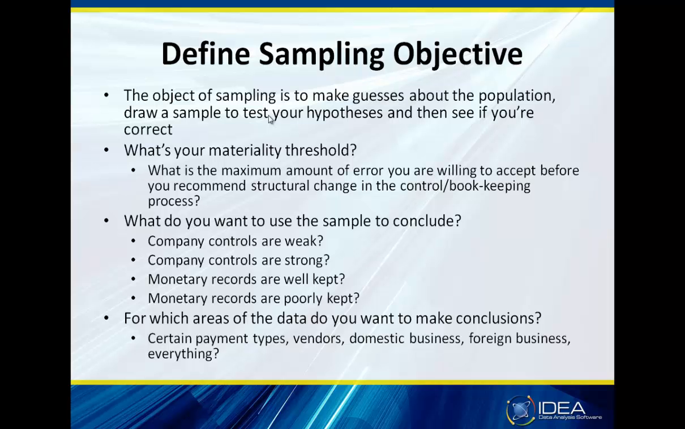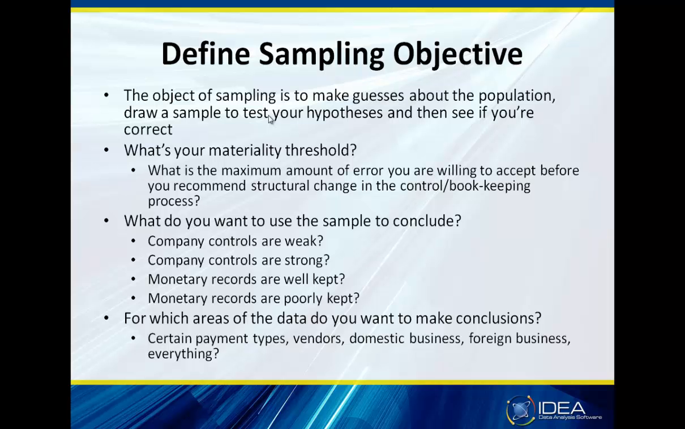The objective of sampling is for you to make guesses about the population. Draw a sample to test your hypothesis, and then go see if you're correct. The more correct you are about the population, then we can verify that using monetary unit sampling methods. The first thing that you have to decide is what's your materiality threshold. And the materiality threshold is achieved when you understand that you have to make a recommendation at the very end.